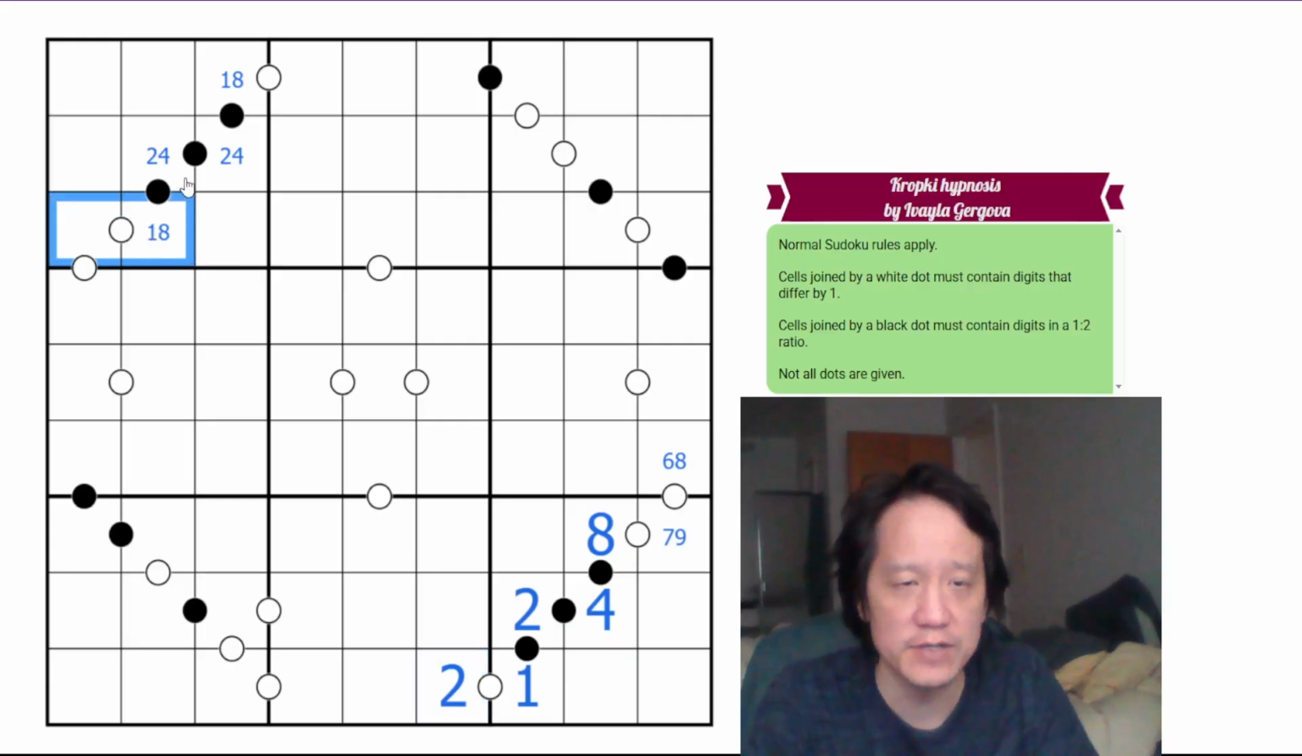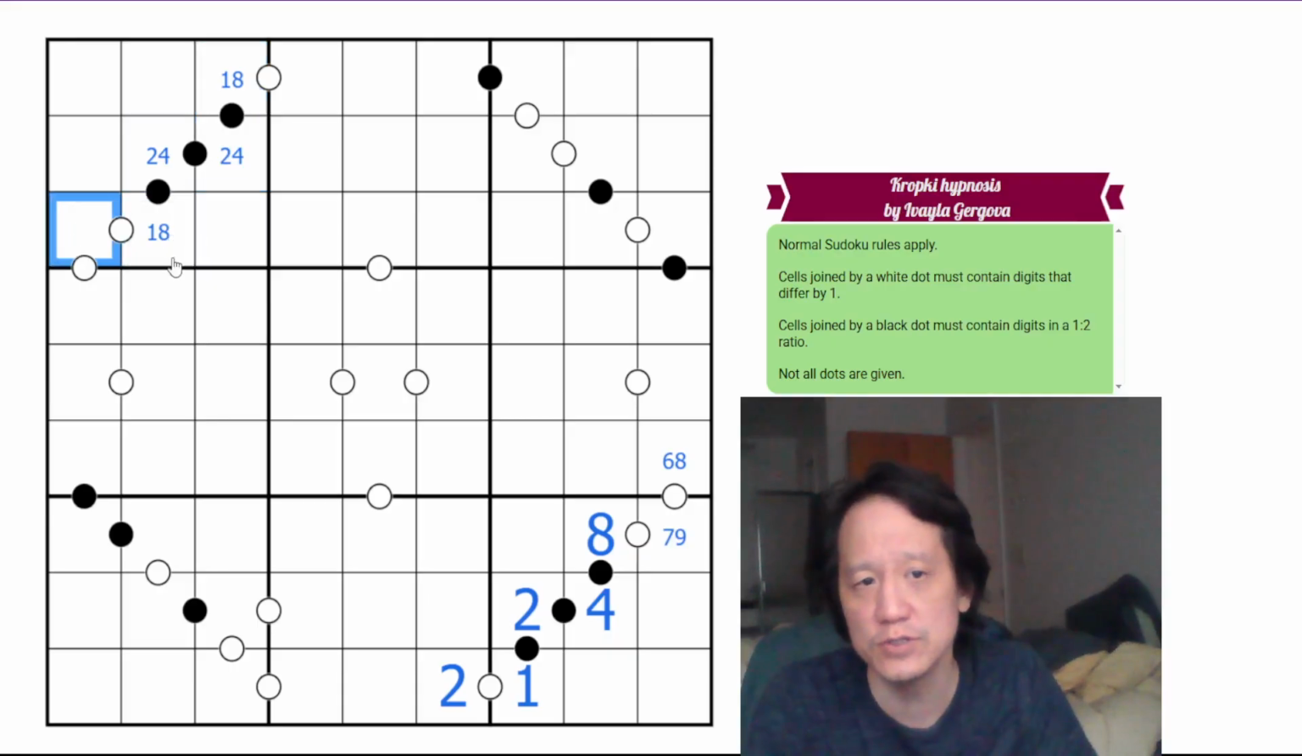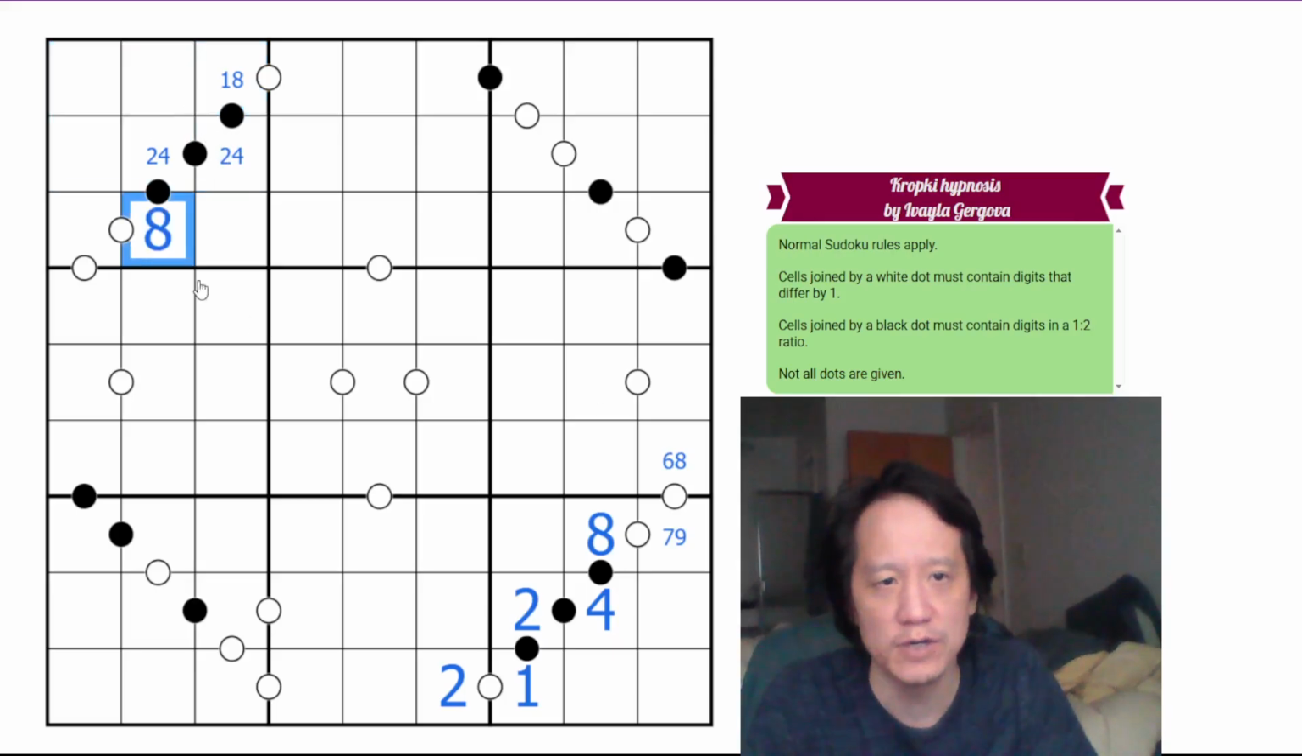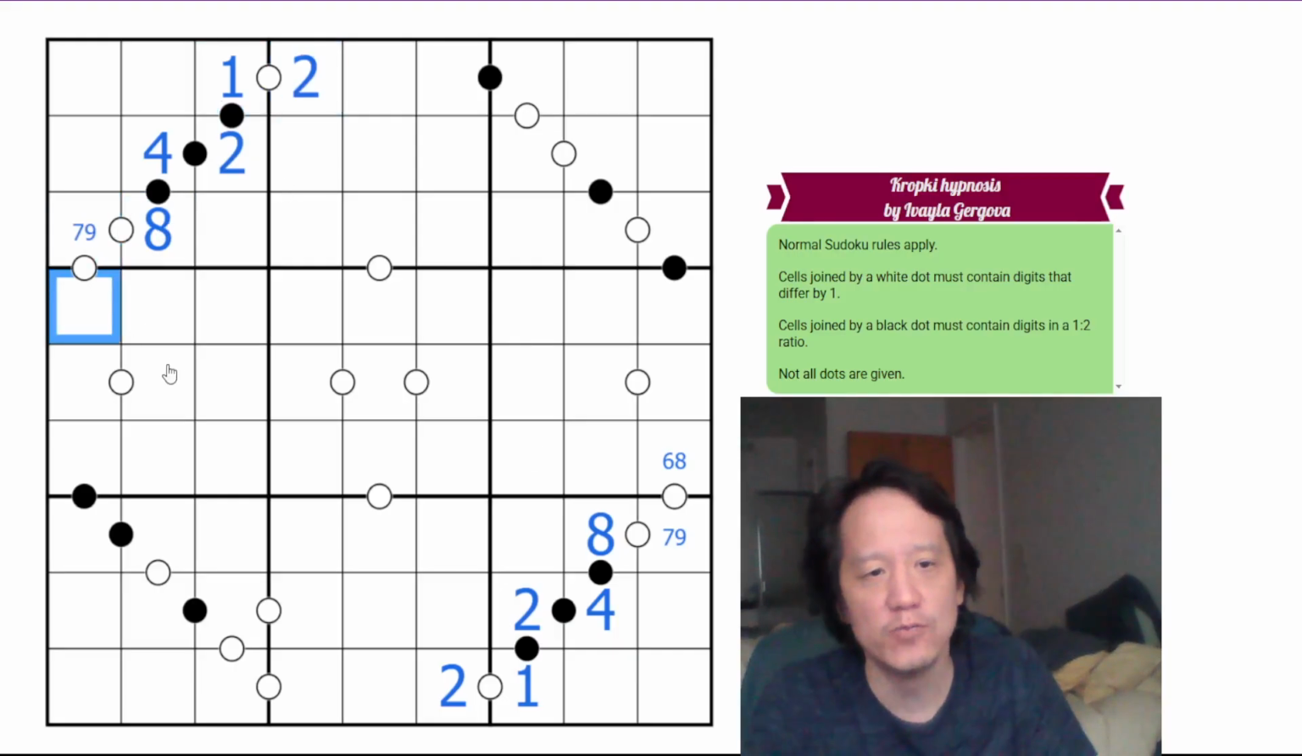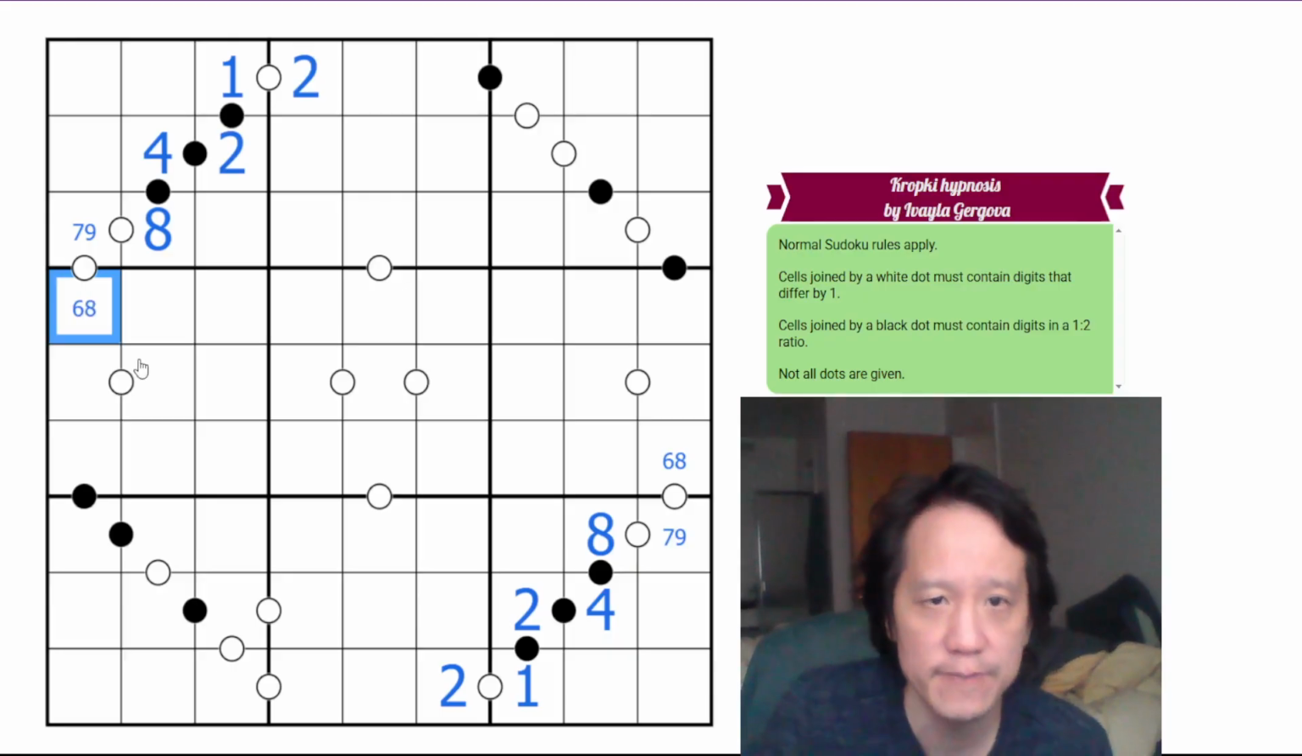We have the same exact situation in this upper left-hand box. 1 can only be consecutive with 2, and we already have the 2-4 pair in the box, so this can't be 1, which makes that 8, 4, 2, 1. That's only consecutive with 2. 8 can be consecutive with 7 or 9, which is consecutive with 6 or 8.